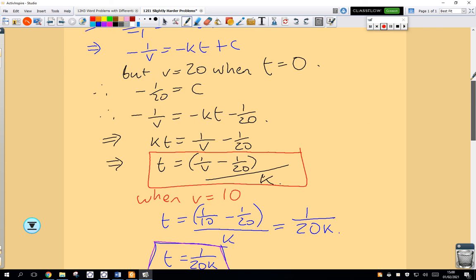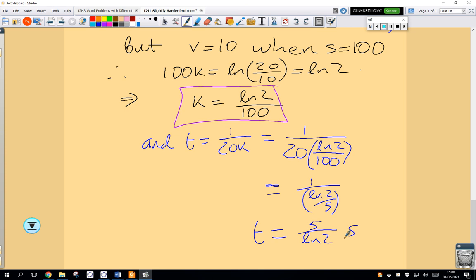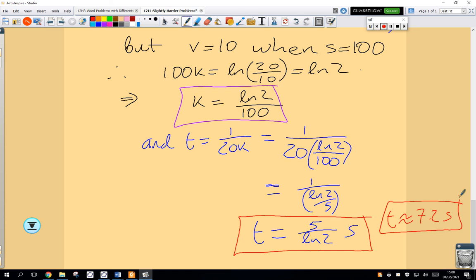Just double check, my units were meters per second, I think, so my time is going to be in seconds. And your calculator, if you plug that in, will tell you some kind of decimal approximation. Let me do that here while I have my calculator beside me. 5 divided by the natural log of 2. That's saying about 7.2 seconds. But if it was up to me, I would leave it like this, without the approximation. That's exactly what it is: 5 over the natural log of 2.